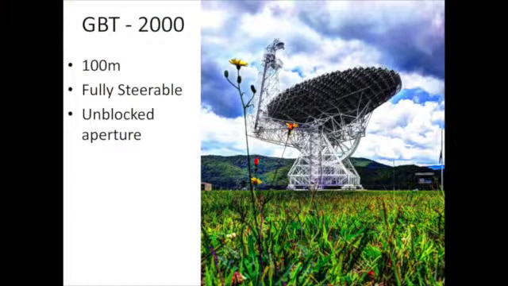Next up was the Green Bank telescope. So this is in West Virginia in the United States. It's an offset Gregorian feed. You can't really see the details of that too much. Again, a fully steerable dish. It's 100 meters effective diameter, so it's about 100 by 110 meters.